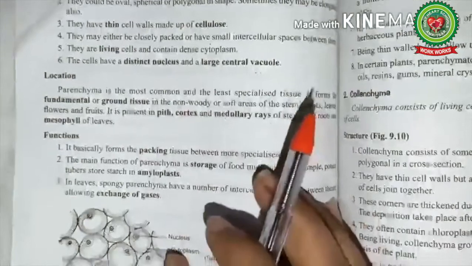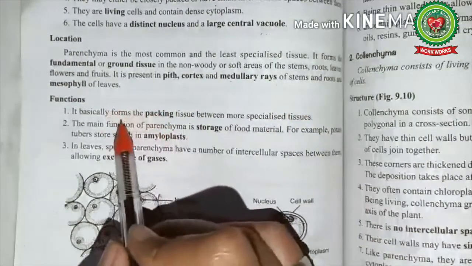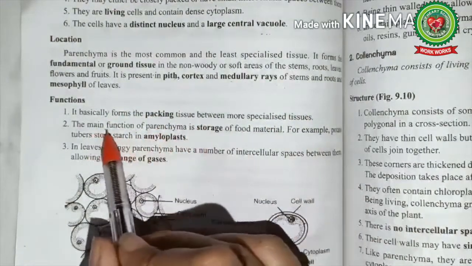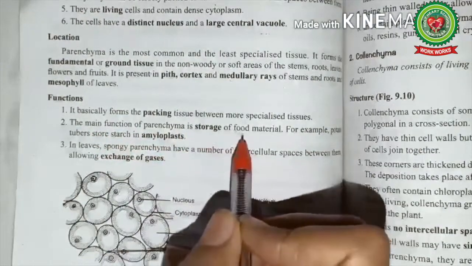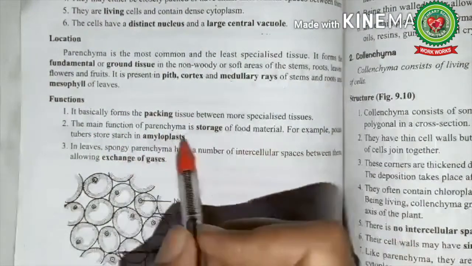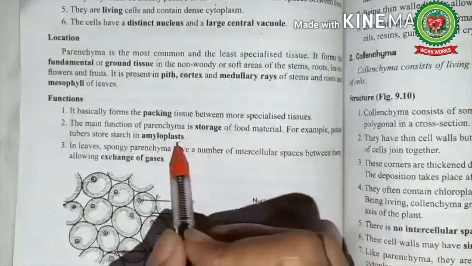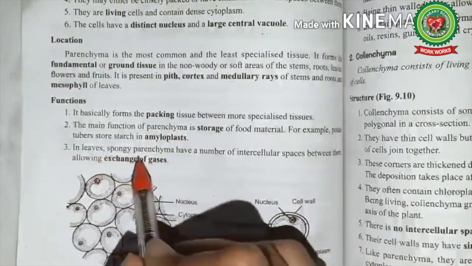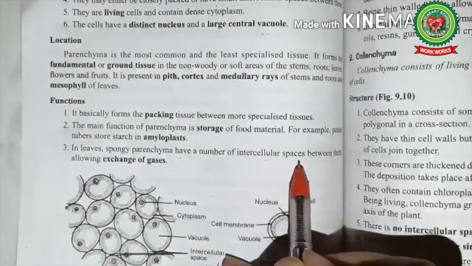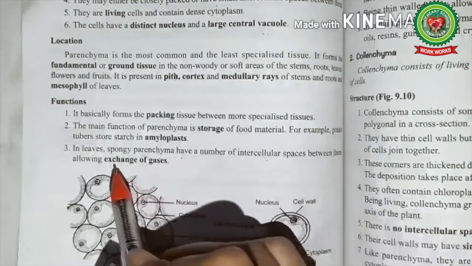Now coming to the functions, it basically forms packaging tissue. The main function of parenchyma is storage of food material, like in case of potato tubers, amyloplasts are there. In leaves, spongy parenchyma have a number of intercellular spaces between them, and that helps in exchange of gases.